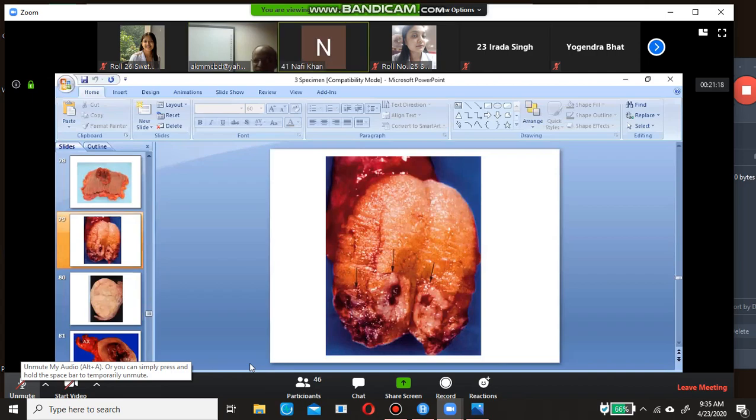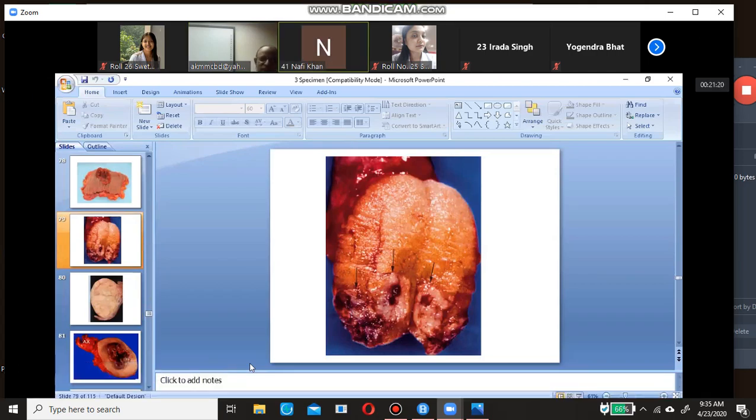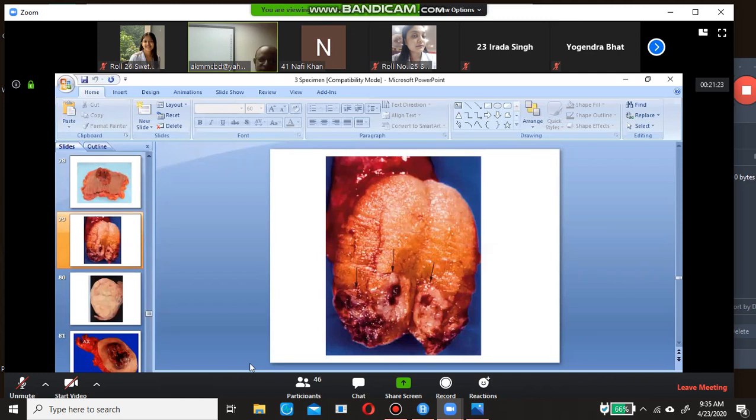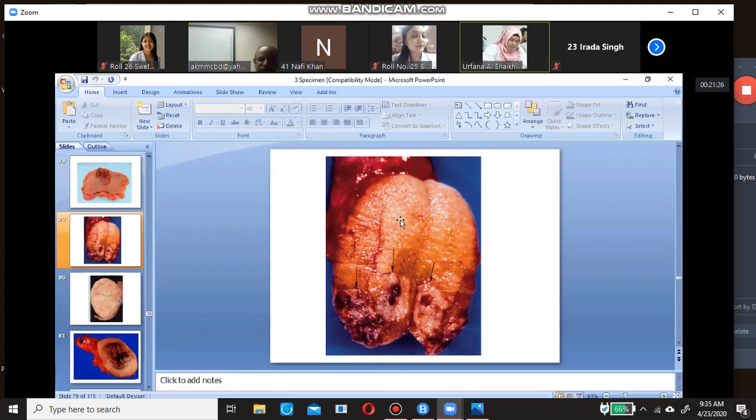The shape. Attachment of the cord in the posterior inferior aspect. This is a testis, which is cut and opened up.